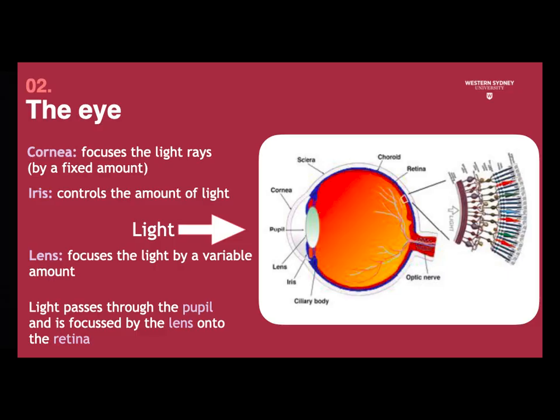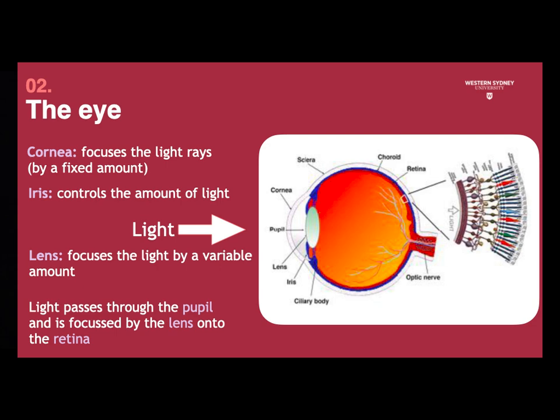When light enters the eye, it first passes through a transparent structure called the cornea. This causes the light to bend or refract by a fixed amount. Actually, most of the focusing that occurs within the eye occurs in the cornea.